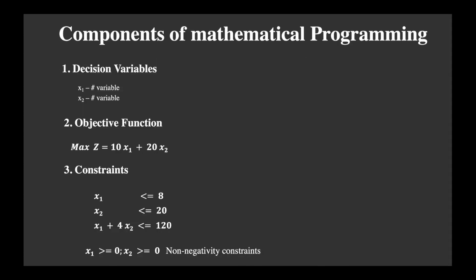Here we discuss the components of mathematical programming. Mainly, optimization components are divided into three parts. First one is decision variables, for example x1, x2 are variables of optimization programming. Second component is the objective function: maximize z equals 10 x1 plus 20 x2. Here we solve the problem to maximize the z.